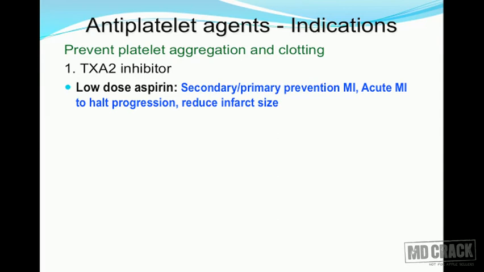Low dose aspirin is useful for secondary and primary prevention of myocardial infarction. So many patients are on low dose aspirin either for secondary prevention or primary prevention of myocardial infarction. Next situation, the patient is now in myocardial infarction. He is in acute stage of myocardial infarction.